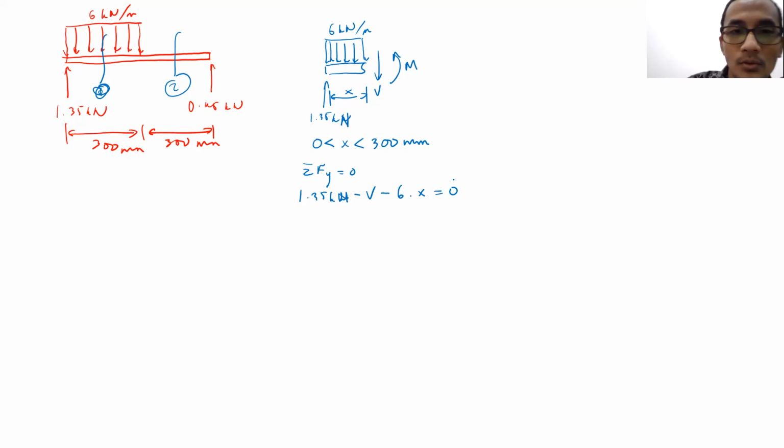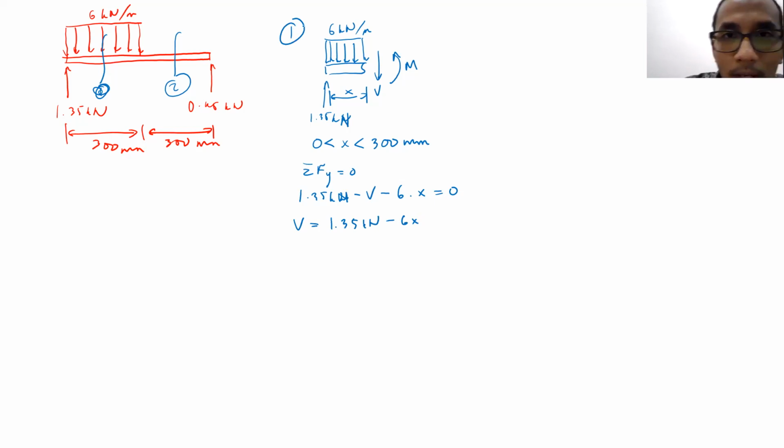Okay. So what we have there is V equal to 1.35 kilonewton minus 6x, right? Yes. Now the next one, in order to answer your question, I will not draw the second section. I will only draw the first section, okay? Because in the second section, there will be no quadratic moment, right? Yes, exactly. Only the first section has the quadratic moment.